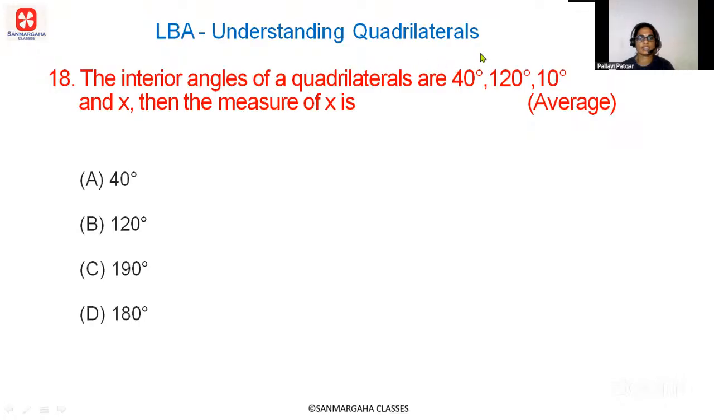Understanding quadrilaterals. In this chapter, look at the question number 18. The interior angles of a quadrilateral are 40 degree, 120 degree, 10 degree and x. Then the measure of x is A 40 degree, B 120 degree, C 190 degree, D 180 degree. Okay. So here the interior angles of a quadrilateral are given. So 40, 120 degree, 10 and x.